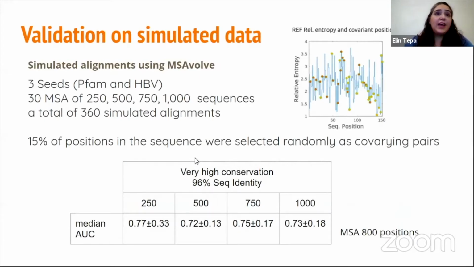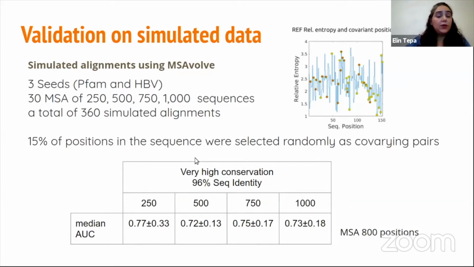Then we validated our method on simulated data. We use a tool called IMCA-Evolve, and we use three alignments as seeds to simulate the data. These seeds have different lengths. And by design, we chose to have 50% of positions as covariant pairs. At the top, I show you a plot that is just an example of one simulated alignment showing the entropy of each position. The coevolving positions are indicated with a dot. A yellow dot is coevolving with an orange dot. And the plot shows that the pairs of coevolving positions are distributed in the alignment with different entropy values.